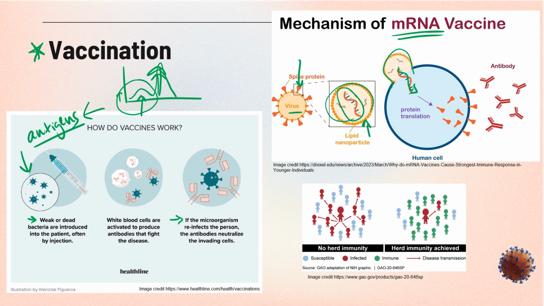That messenger RNA is then translated by our ribosomes to make spike proteins, but just the spike protein, not the whole entire virus, just the spike protein. Those spike proteins are then expressed on the cell, and then we have an immune response. Our body's like, oh, what's that? Let's attack it.